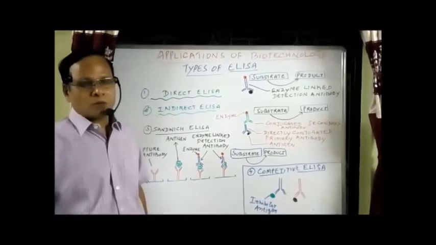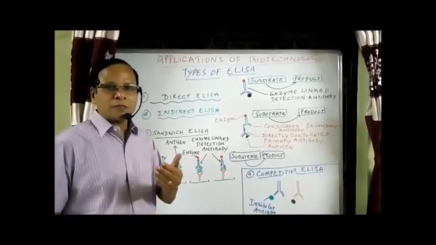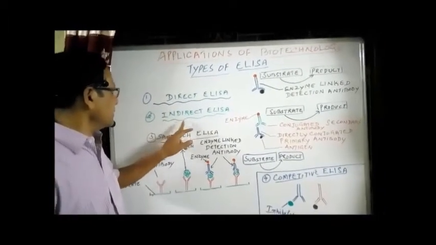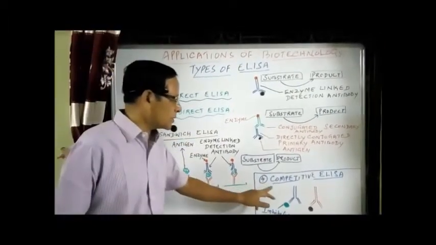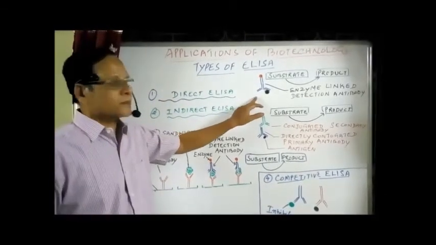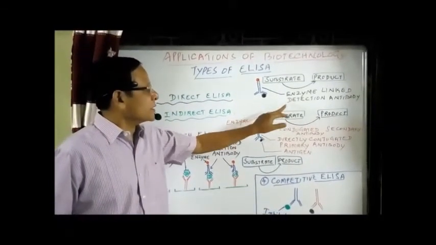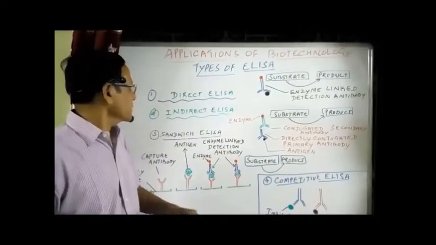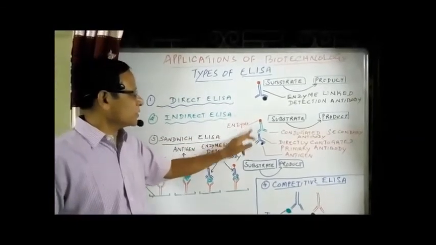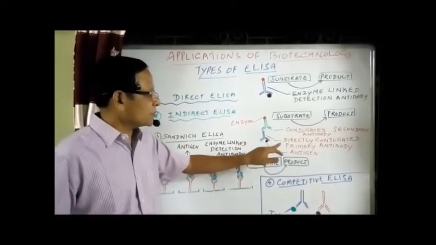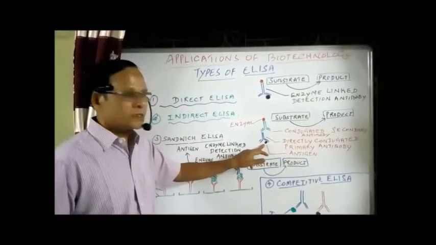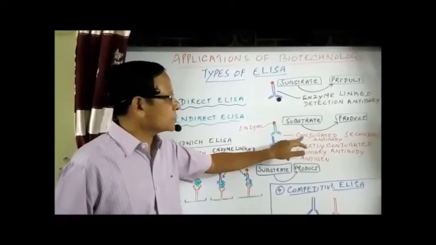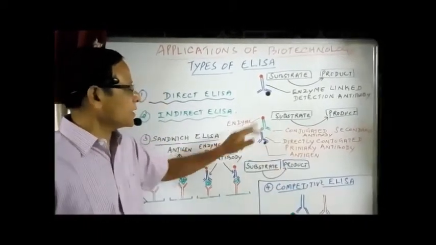Types of ELISA. What we have learned is the direct ELISA. There are 4 types of ELISA: direct ELISA, indirect ELISA, sandwich ELISA, and competitive ELISA. In direct ELISA, the enzyme linked detection antibody directly binds the antigen and detects it. In indirect ELISA, there are 2 antibodies. One is called the primary antibody, which binds the antigen. Another is the conjugated secondary antibody, linked with enzyme.